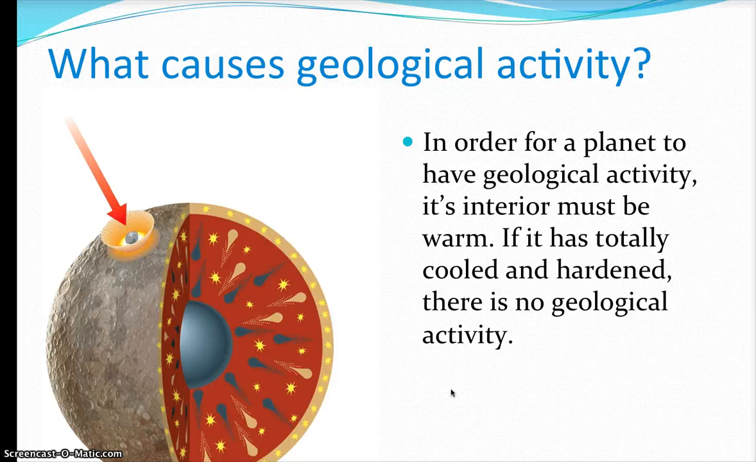So when we talk about a planet, we're interested in geological activity because one of the ways in which the surface can be changed is through volcanic activity or tectonic plate movement. And those kinds of things can only happen if the interior of the planet is warm. If the planet has cooled off and the rock has hardened, then nothing's happening inside of the planet, and geological activity such as volcanism is not going to be occurring.